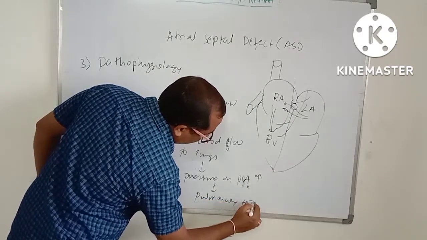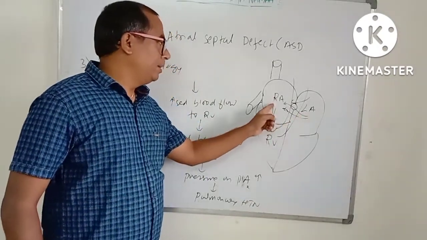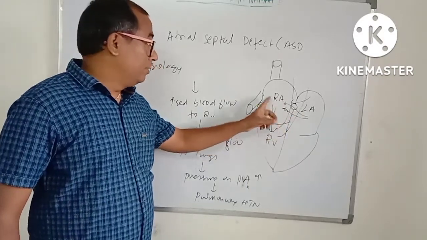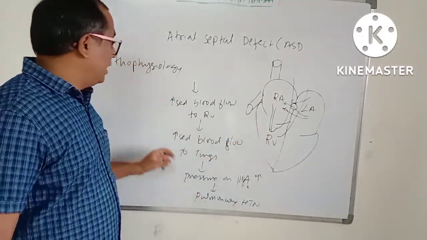Pulmonary hypertension. So what happens here? There is a shunting of blood from left atrium to the right atrium. Because of this, pressure and volume in the right atrium increases. So because of this, more blood goes from right atrium to the right ventricle. And what happens here?